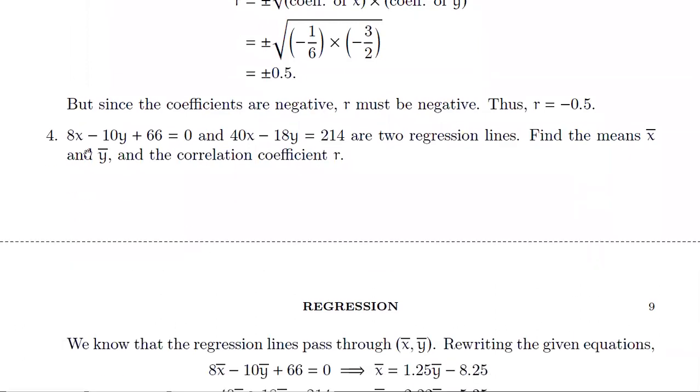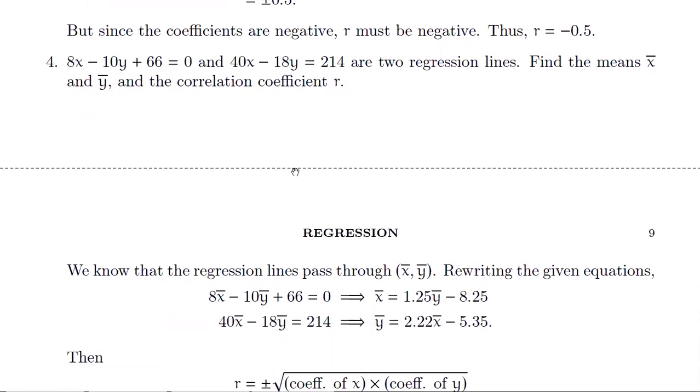Next one, 8x minus 10y plus 66 equal to 0 and 40x minus 18y equal to 214 are two regression lines. Find the means x bar and y bar and the correlation coefficient r. So two lines are given to you here. And we also know that the regression lines pass through x bar comma y bar. So substitute x as x bar and y as y bar in these two equations.